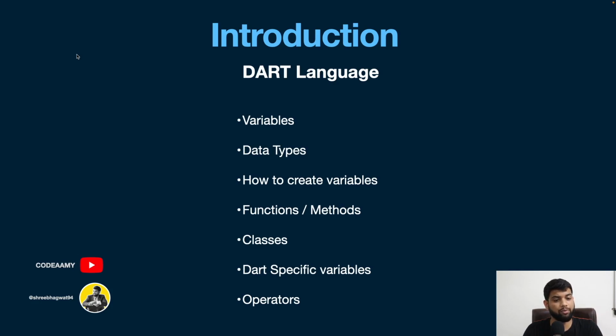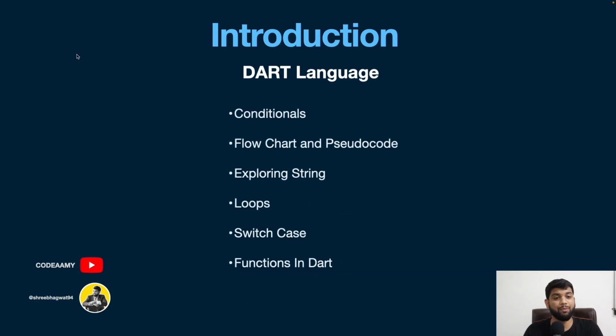So in Dart language, I will be first introducing you to the language. Then we will study about variables, data types, how to create variables, what are functions, or as you might know, methods, how to create functions, different types of functions, then classes, what are classes, how we create a class, how to name a class, okay, how to use variables inside classes. Then there are some Dart specific variables that we will study in depth. Then operators. Now operators means arithmetic operators, logical operators, addition, subtraction, or let's say relational operators, greater than, smaller than, okay. Conditionals means if else.